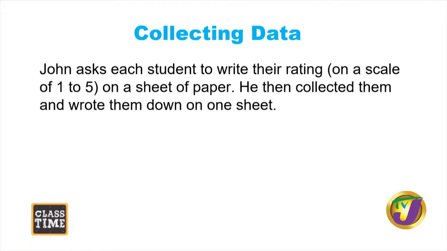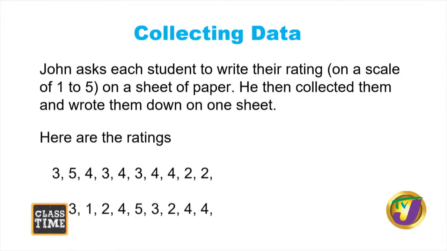Now he asks each student to write their rating on a sheet of paper. He then collected them and wrote them down on one sheet. Right. All right. And these are the ratings that he got. So, you know, Latoya, I'm looking at this, and I don't think John can make sense of what's happening right here. It's kind of looking a little bit jumbled. Yeah, it's not yet organized in any way. So right now, John can't have a report to carry back to the student council meeting. No. You have to organize it a little bit.